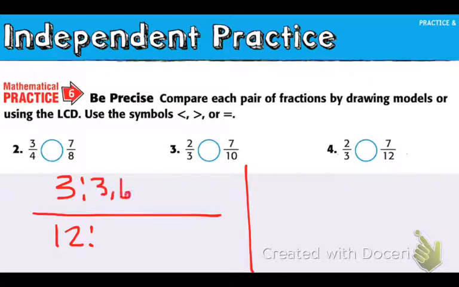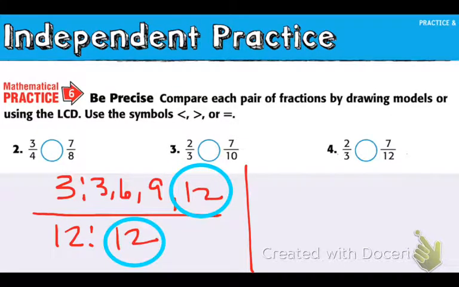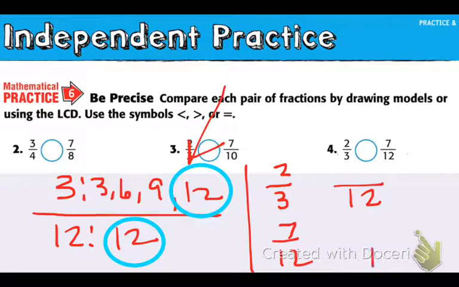Well, 3, 6, 9, 12. I already found the denominator, the lowest common multiple. I can move to step 2 where I make equivalent fractions. So 2/3 is going to have a new denominator of 12. That's why I did step 1. 7/12 will keep the 12 as the denominator.